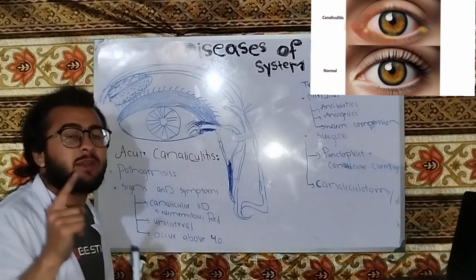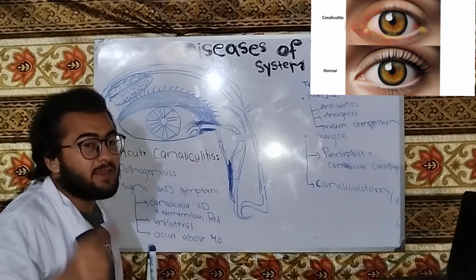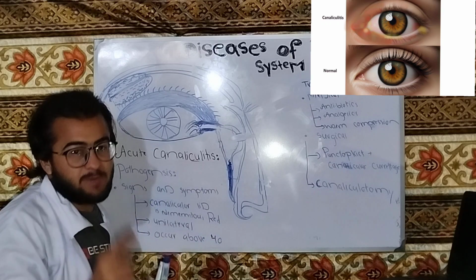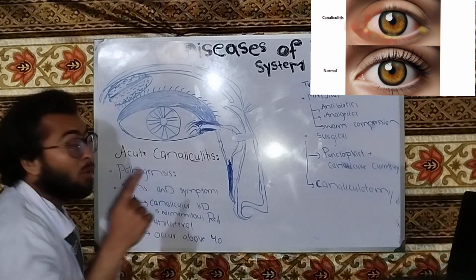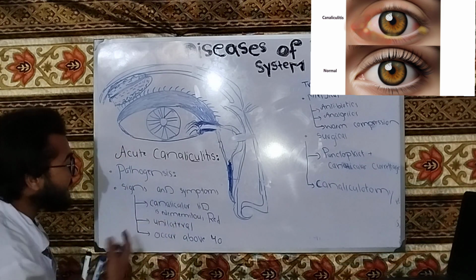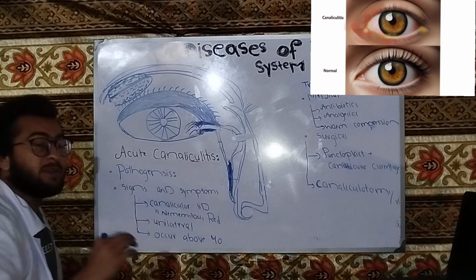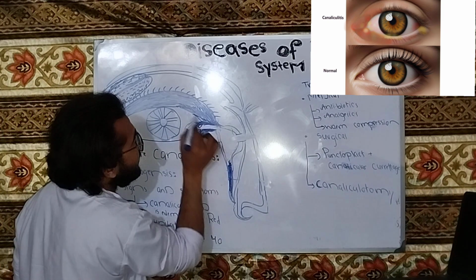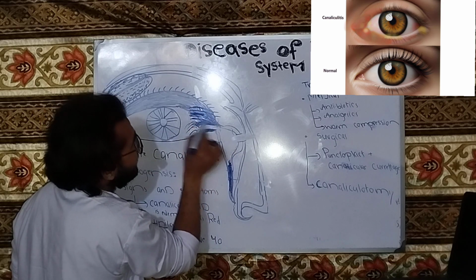The most common cause of acute canaliculitis is the Actinomyces israelii bacteria, which is a gram-positive filamentous bacteria. Anaerobic gram-positive filamentous bacteria is the most common cause of acute canaliculitis. The signs and symptoms: the canalicular lid margin will be red and edematous.